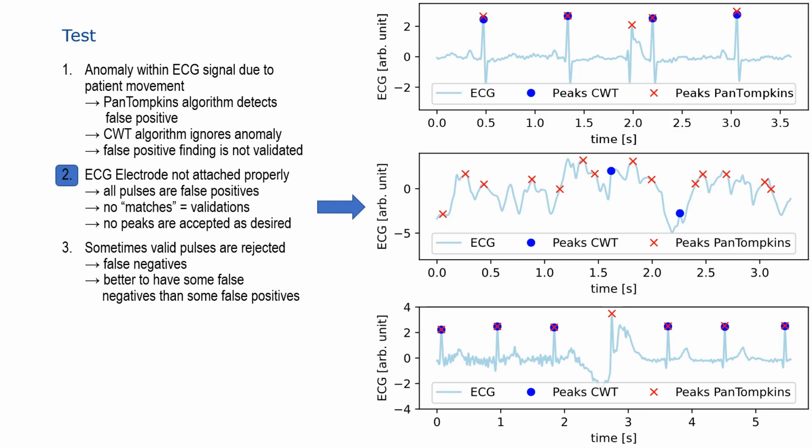In the second plot, you can see an ECG signal while one of the 2 ECG electrodes is not attached properly. The signal itself does not contain any usable data. Therefore, we do not want to detect anything in here. You can see that both algorithms show some findings, but as none of them are at the same position, no pulse is accepted within this section.